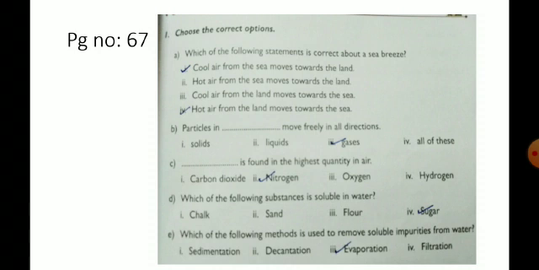Which of the following substances is soluble in water? Sugar. Which of the following methods is used to remove soluble impurities from water? Evaporation. Do this exercise in the textbook and also in the copy.